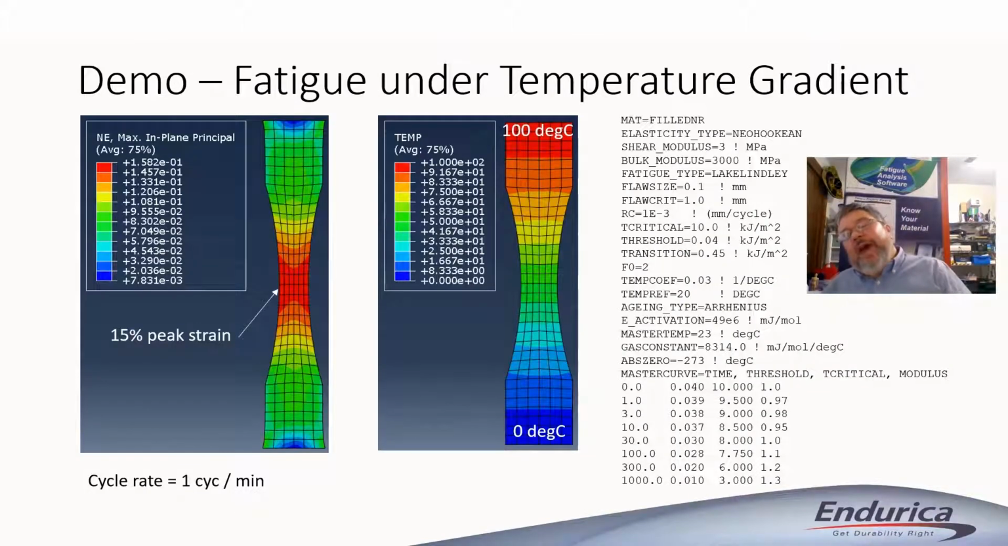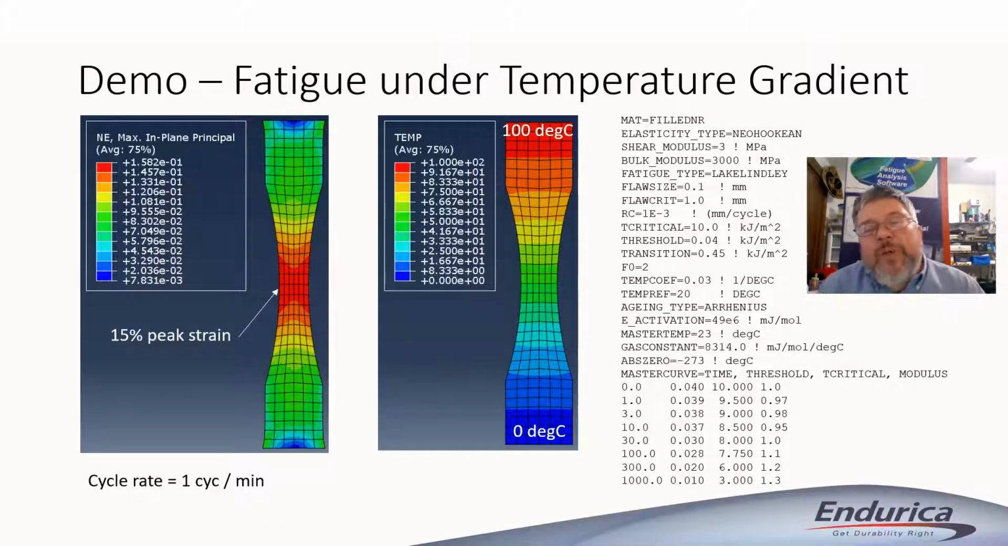So now that we've seen the evolution of material properties, let's do a simulation on a part as a demonstration. We're going to do a simple tension dumbbell under a cyclic load such that the gauge section reaches 15% strain. On the left-hand side, you're seeing contours of max principal strain, and you can see that the peak strain is in the middle of the gauge section.